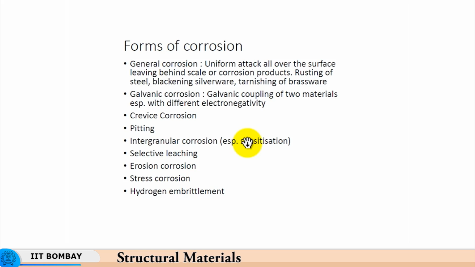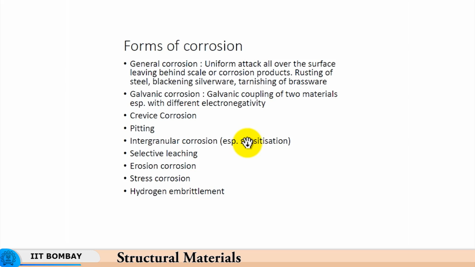Then you have what is called selective leaching, where, like in brass, for instance, you have copper and zinc, of which zinc gets selectively leached out, and that is because there is a significant difference between the electronegativities of copper and zinc. We will see the electronegativity series in a minute, but there is a great difference between the electronegativity of copper and zinc, due to which the zinc gets leached out. So, the zinc is lost, and that leaves behind a porous mass of copper, with zinc having left the alloy.